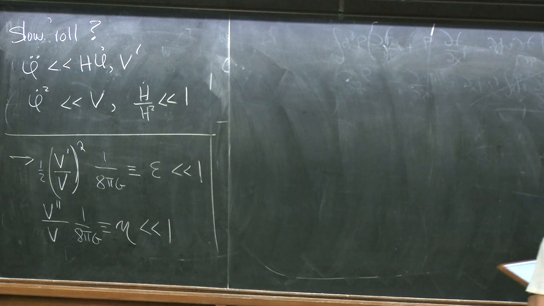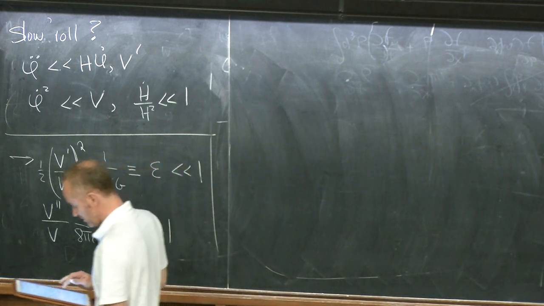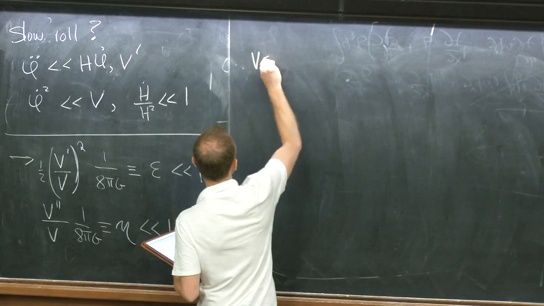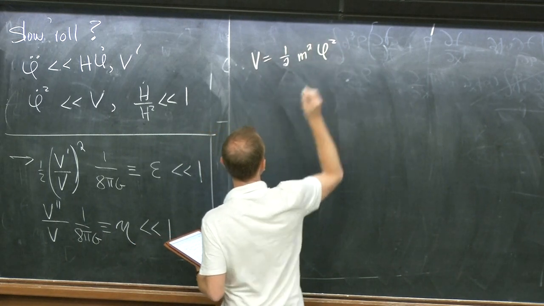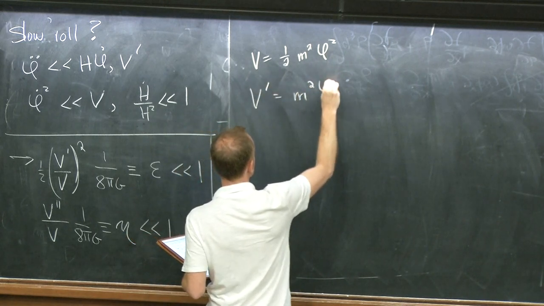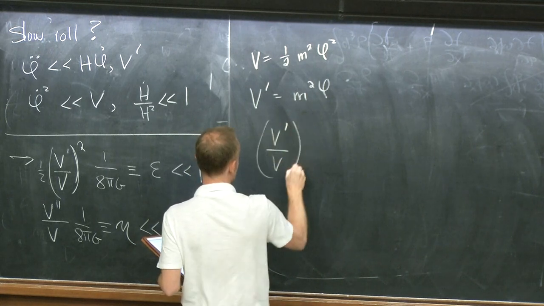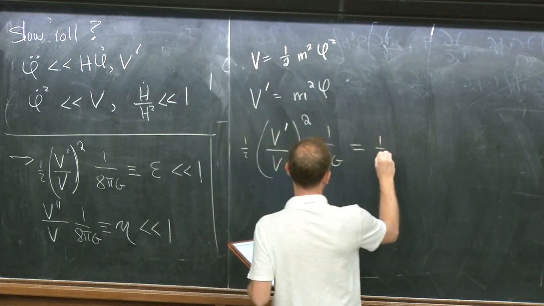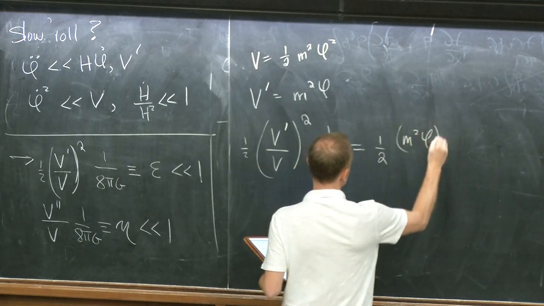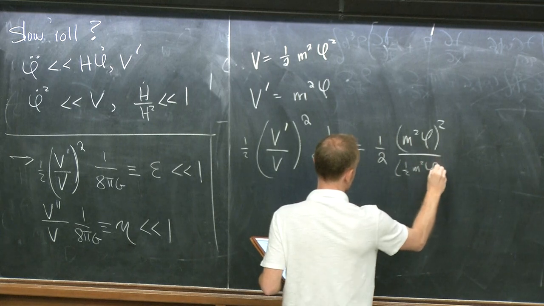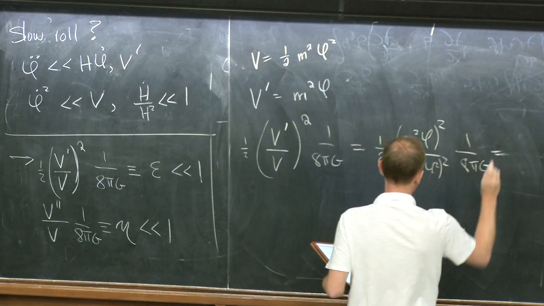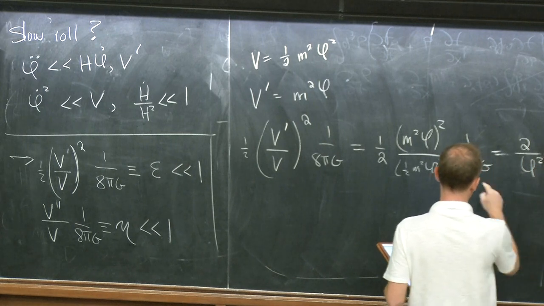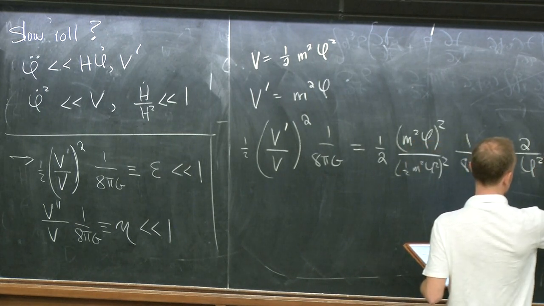So, first of all, let's see whether this can be true for m squared phi squared. If I take V to be 1/2 m squared phi squared, then V prime is m squared phi. So V prime over V squared, times 1/2 times 1 over 8 pi G, is, let's see, there's a 1/2, and then we have m squared phi squared, and then we have 1/2 m squared phi squared, squared. And so we should get 2 over phi squared. And 1 over 8 pi G is otherwise known as m Planck squared.